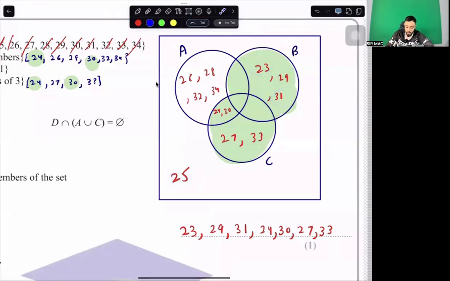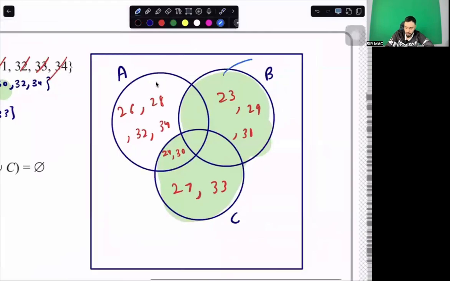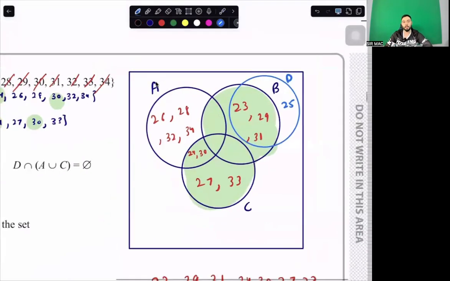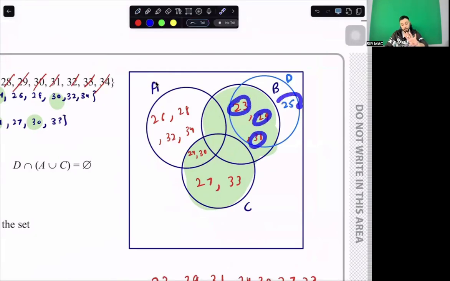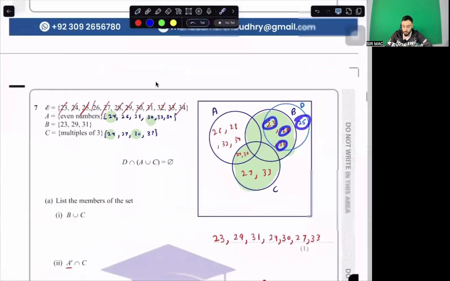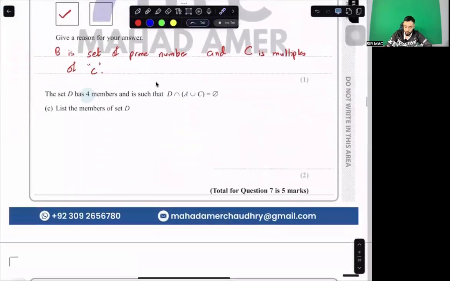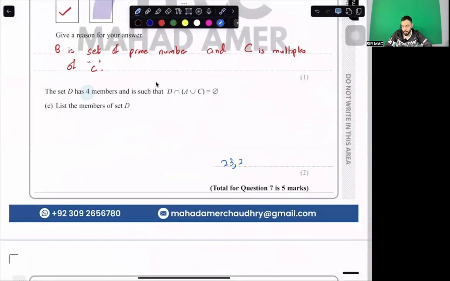So if I had drawn this correctly, D would have looked somewhat like this. This is basically how D looks. It has four elements. That's what they give you: the one, two, three, and the remaining one, the outside one. So 23, 29, 31, and 25. These are all the four elements for D. All clear till now?